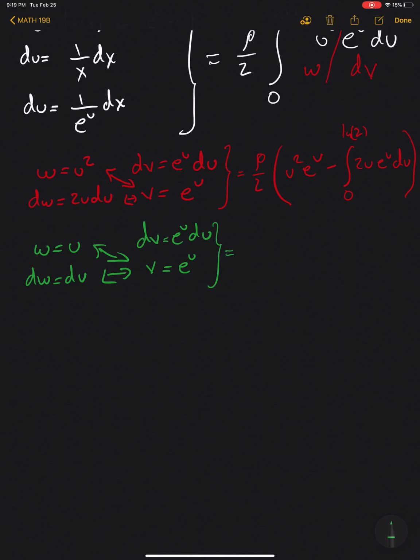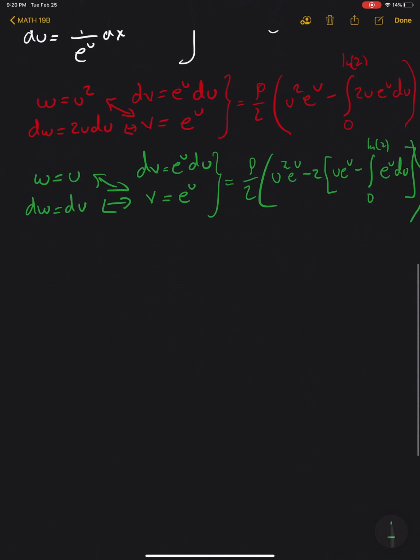So this one gives us that the original integral is rho over 2. We keep the u squared e to the u minus 2 times, and now this is where we apply the new integration by parts. This will become u times e to the u minus the integral of just e to the u du. We keep the same limits, and then this is the last expression we have. In other words, this will make our original integral to be rho over 2.